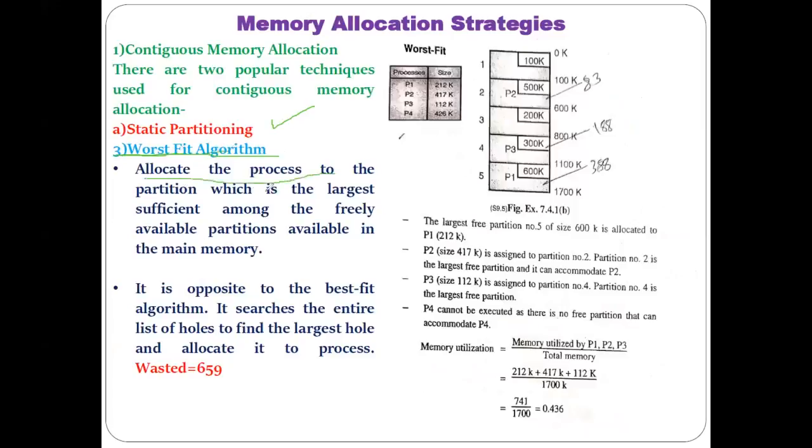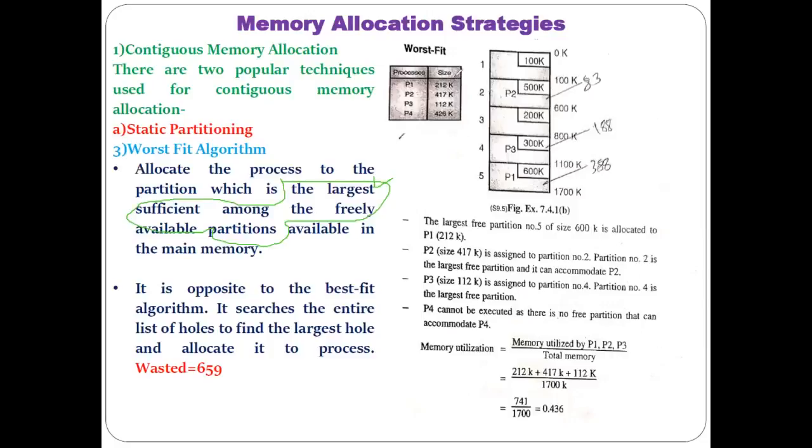Allocate the process to the partition which is the largest. Now you have to concentrate on this phrase: the largest sufficient among the freely available partitions. So allocate the process to the partition which is the largest sufficient among the freely available partitions. Okay, let's apply the algorithm.